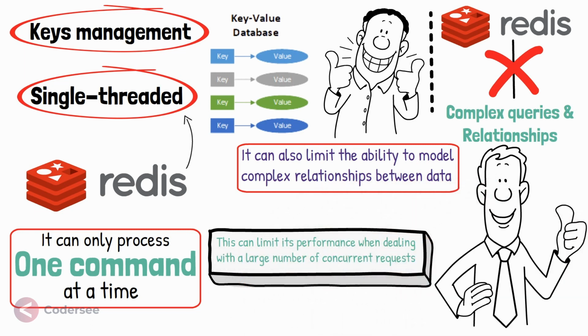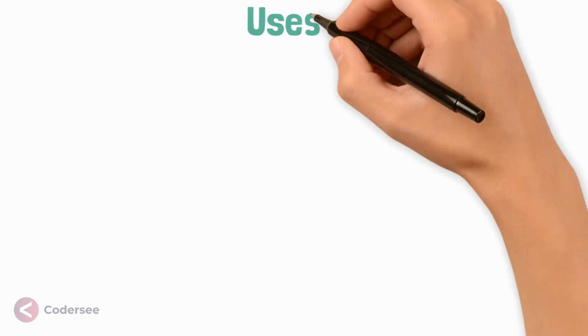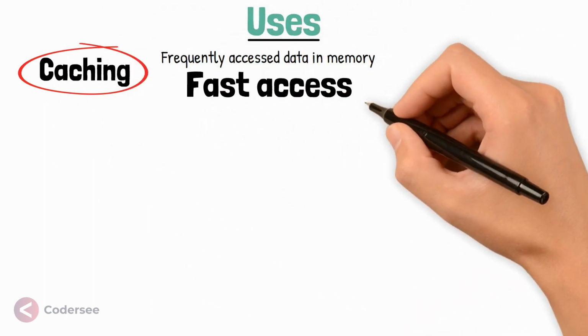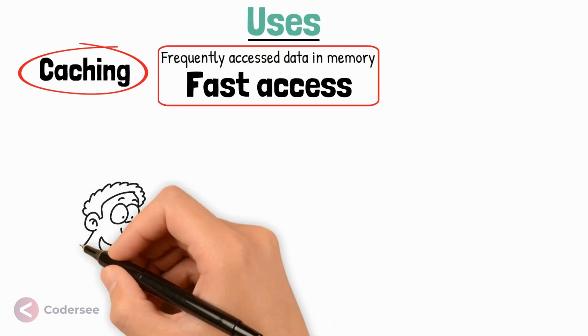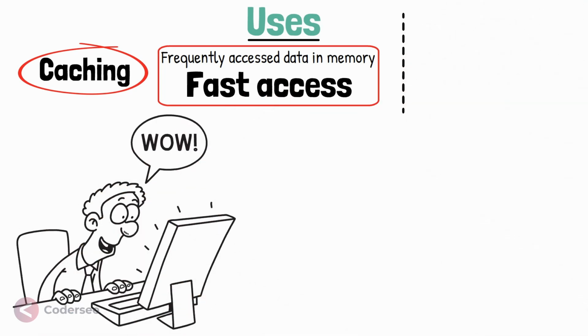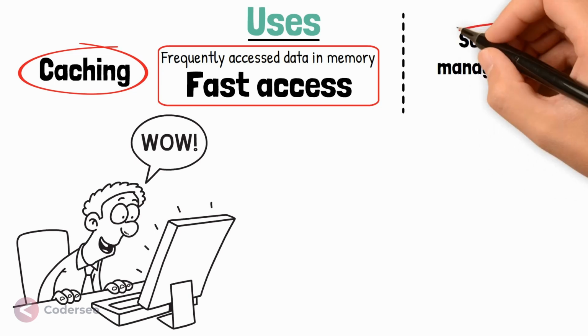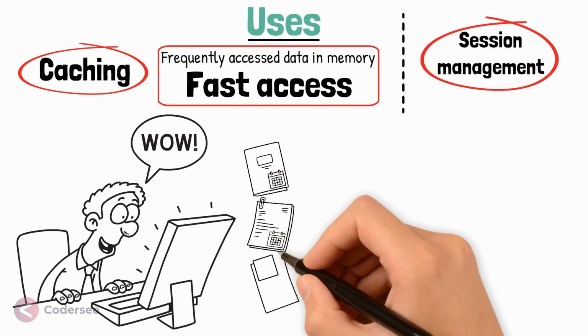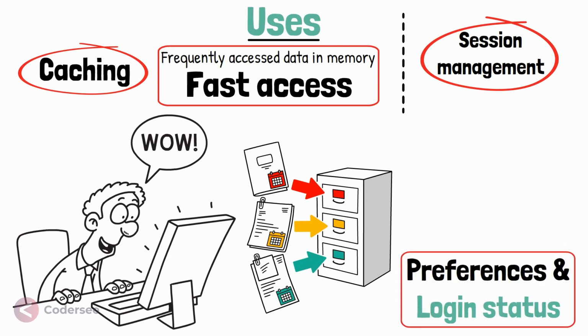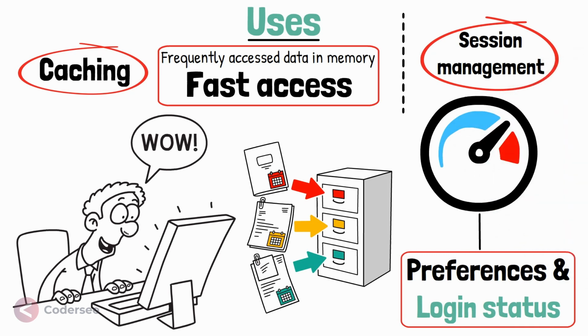So with that being covered, let's take a look at what it can be used for. Firstly, caching. Redis database can be used to store frequently accessed data in memory for fast access. It will be a great add-on everywhere where latency matters. Secondly, session management. It can be used to store user session information like preferences and login status, for example. This can help us handle user requests much faster.